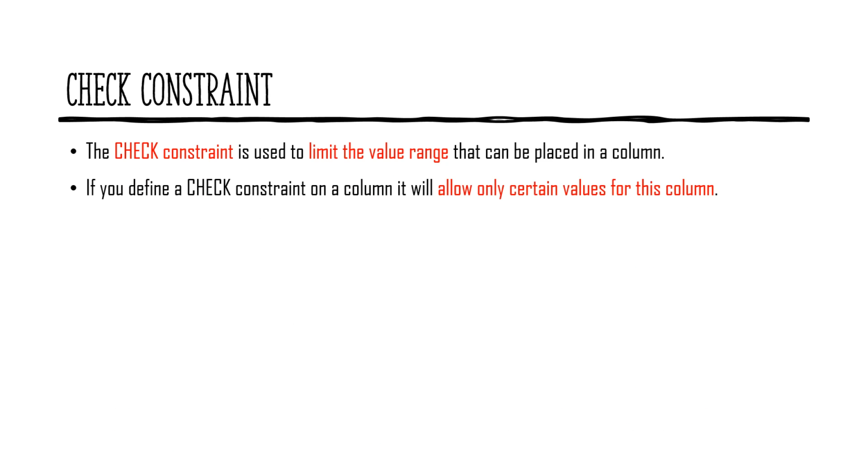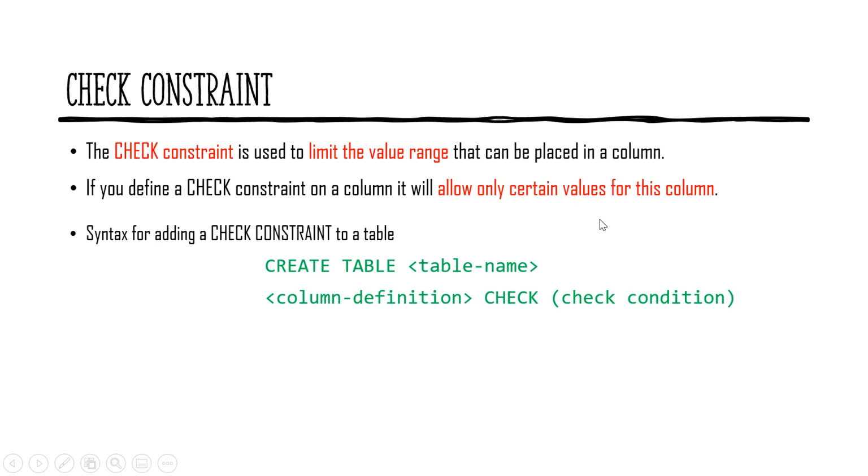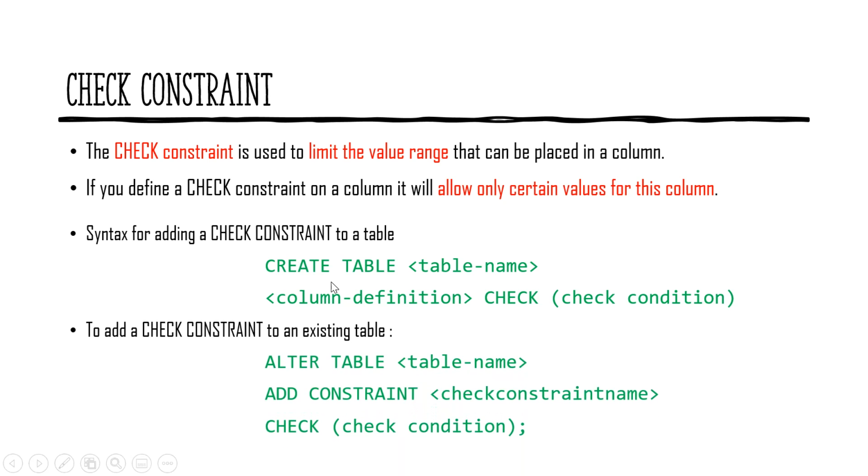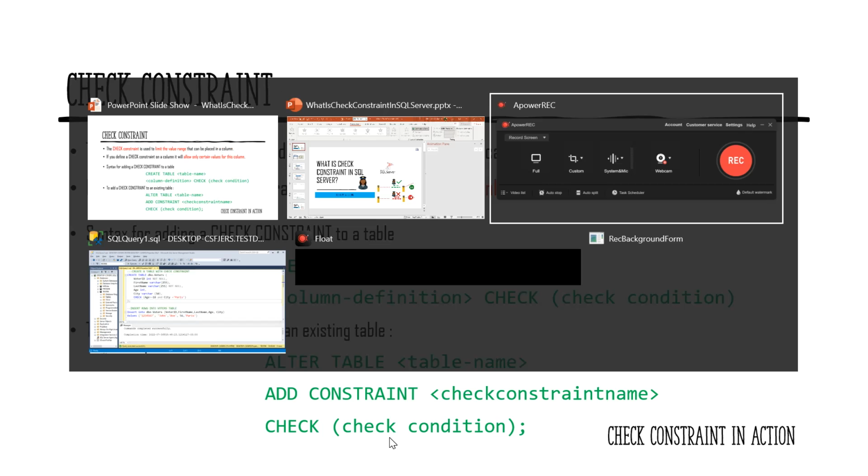So this is what we learned so far. The check constraint is used to limit a value range that can be placed in a column, and if you define a check constraint on a column, it will only allow certain values for this particular column. So in our example, we used the city has to be Paris. So here is the syntax for adding a check constraint, and adding a check constraint to an existing table. So let's go ahead and see how the check constraint works in action.